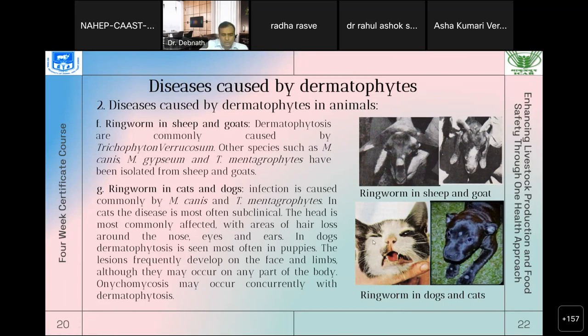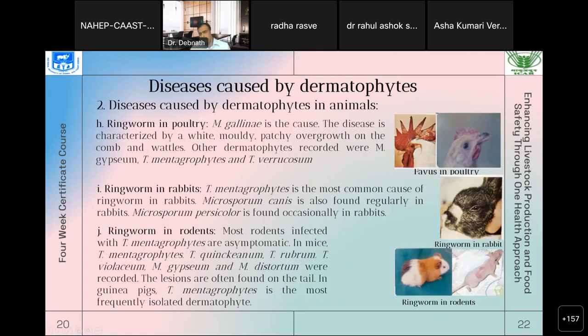So we should be very careful when we are mingling with our pets, if it is a cat. From cats, Microsporum canis and Trichophyton mentagrophytes, and from dogs also, all these species of dermatophytes have been isolated. In poultry they also produce disease, but generally not on other parts of the body. Generally the combs and wattles are affected, and the type species is Microsporum gallinae. From rabbits, Trichophyton mentagrophytes, and from rodents also, Trichophyton mentagrophytes are mostly recovered.